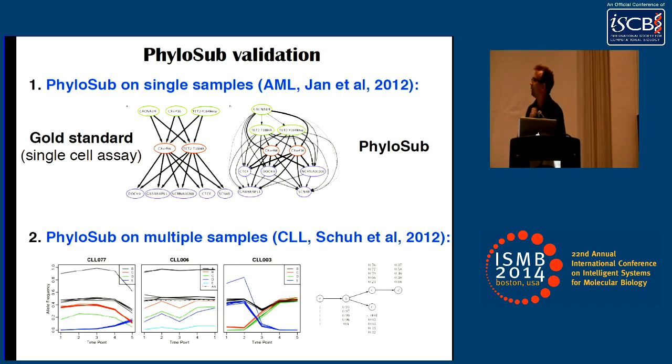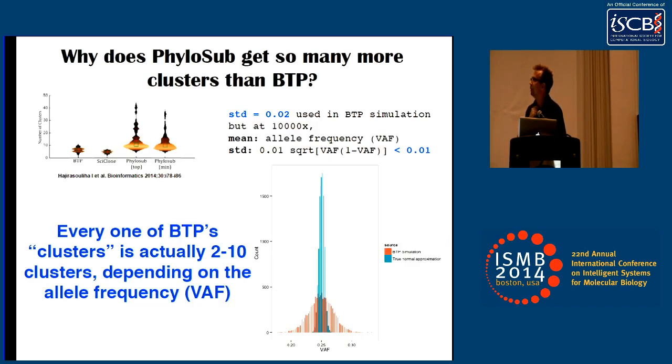Within Iman's paper, there's a plot where they compare PhyloSub to BTB, and we get a lot more clusters in BTB on data that was sampled from their model. I just want to explain why that happened. We don't have the data yet to see what went wrong, but we think we know. In those simulations they used a fixed standard deviation that was independent of variant allele frequency and of read depth.